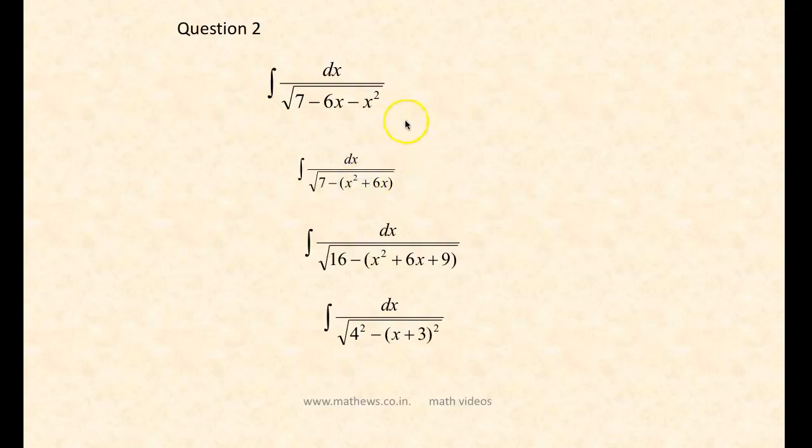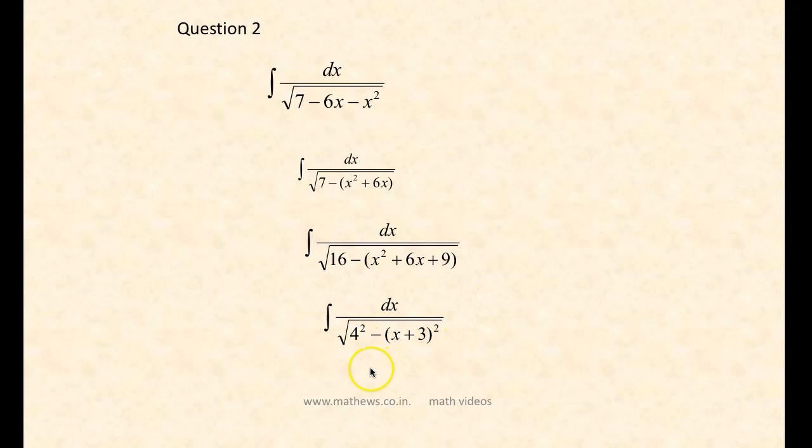Next question, integral dx by root 7 minus 6x minus x squared. We take out the minus sign, so it becomes 7 minus x squared plus 6x. Again, to complete the square, the coefficient of x is 6, divide by 2, which is 3, square of 3 is 9. So we add 9 here. So this is x minus 3, x plus 3 the whole square. Now we have actually subtracted 9. So to balance the equality, to 7 you add 9. So I get 7 plus 9 is 16.